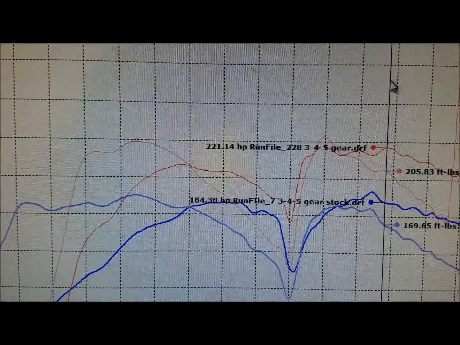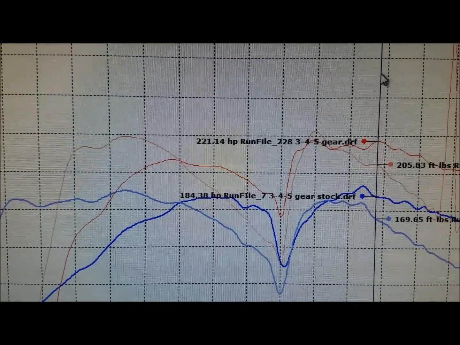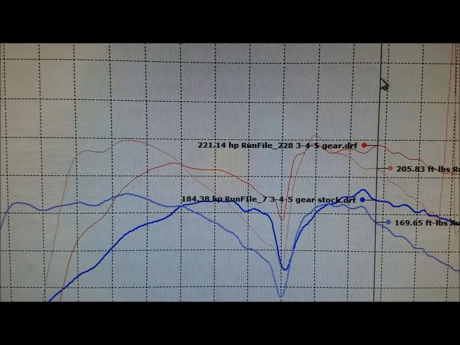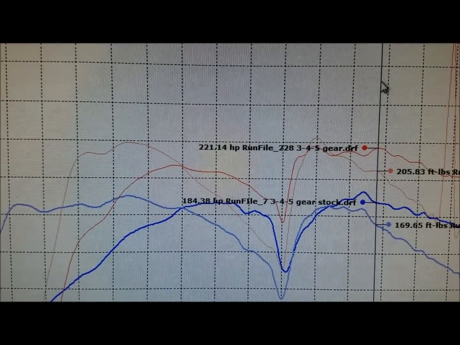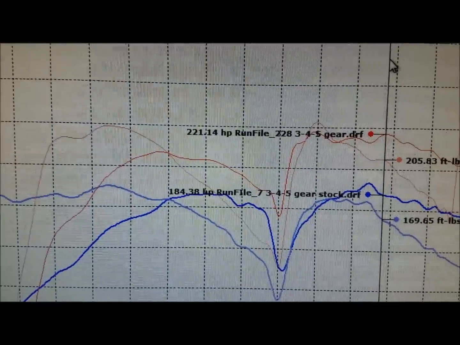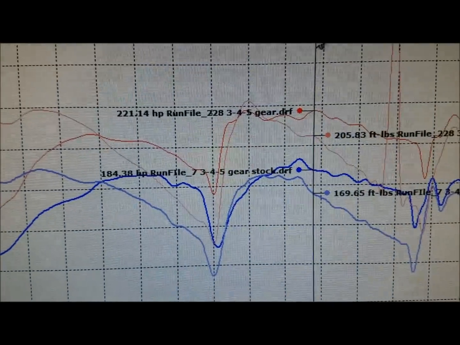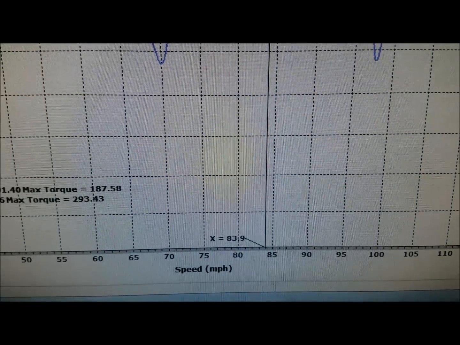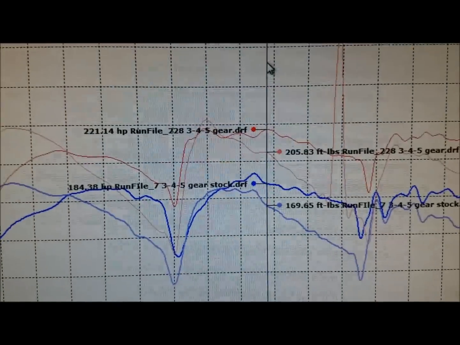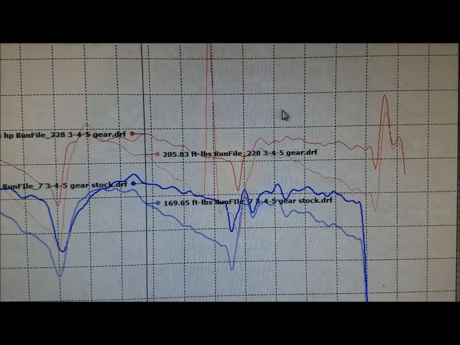So almost 40 horsepower. Looking at 35 horsepower, if I'm doing my math right. 37 horsepower. So that is 37 horsepower at 84 miles per hour. Now, not bad. Let's come over here to fifth gear.